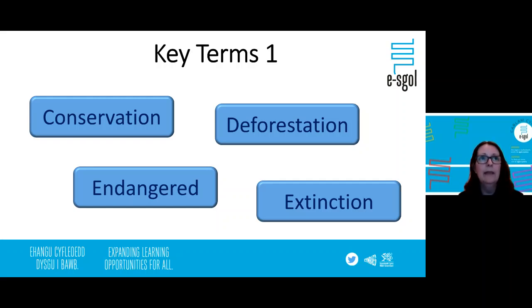Moving on, if we look at endangered species, this is linked a little to extinction. So endangered species are almost, but not quite, at the level of extinction that some organisms might be. So they are damaged, if you like, in terms of numbers.